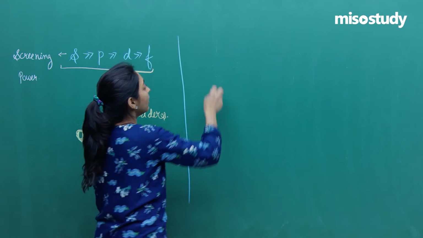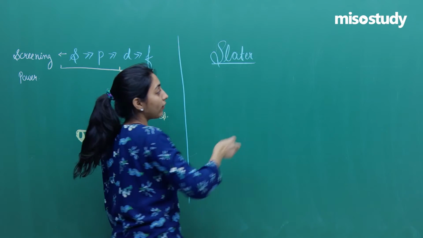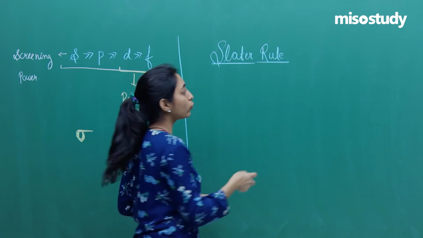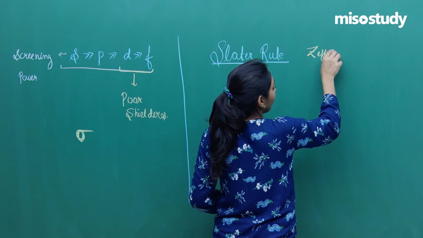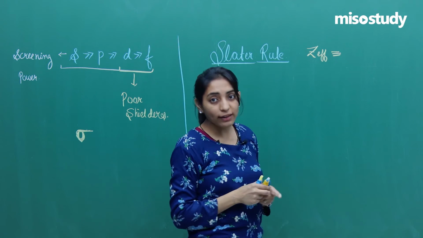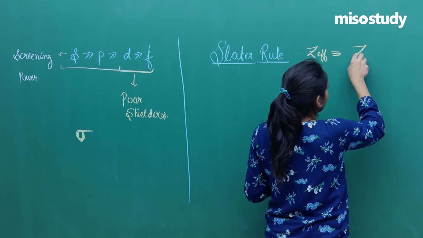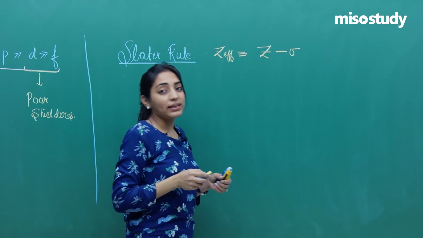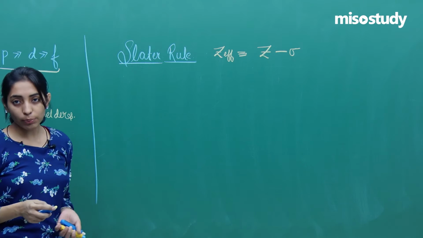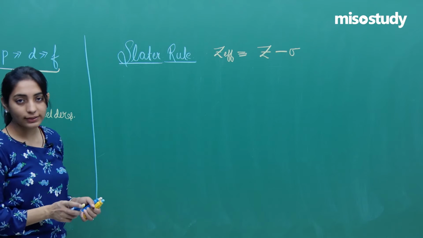There was this person, Slater, and he gave the rule to determine the value of sigma, known as Slater's rule. Slater's rule is basically used to find the value of Z effective, the effective nuclear charge experienced by the outermost electron because of the nucleus, which can be written as Z minus sigma, where sigma is the screening constant or shielding constant. Now I am going to draw a table for you, with the help of which you will be able to understand how to find the Z effective for different kinds of electrons.